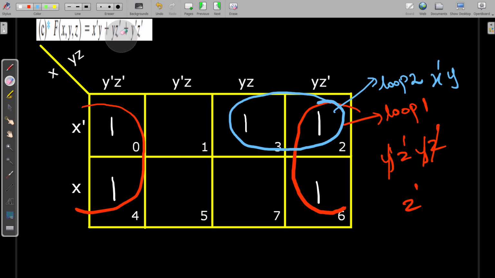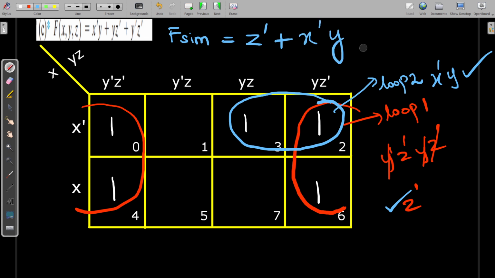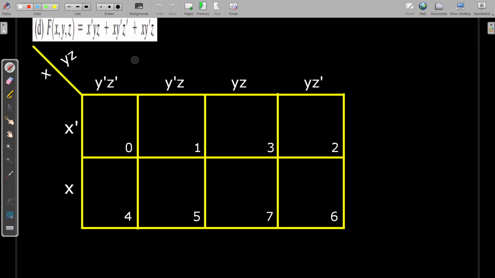So f simplified can be written as z dash from this first loop plus x dash y from the second loop. So this is the answer. Now we move on to the next problem. The next problem is D, that is f of x comma y comma z is equal to x dash y z plus x y dash z dash plus x y dash z.